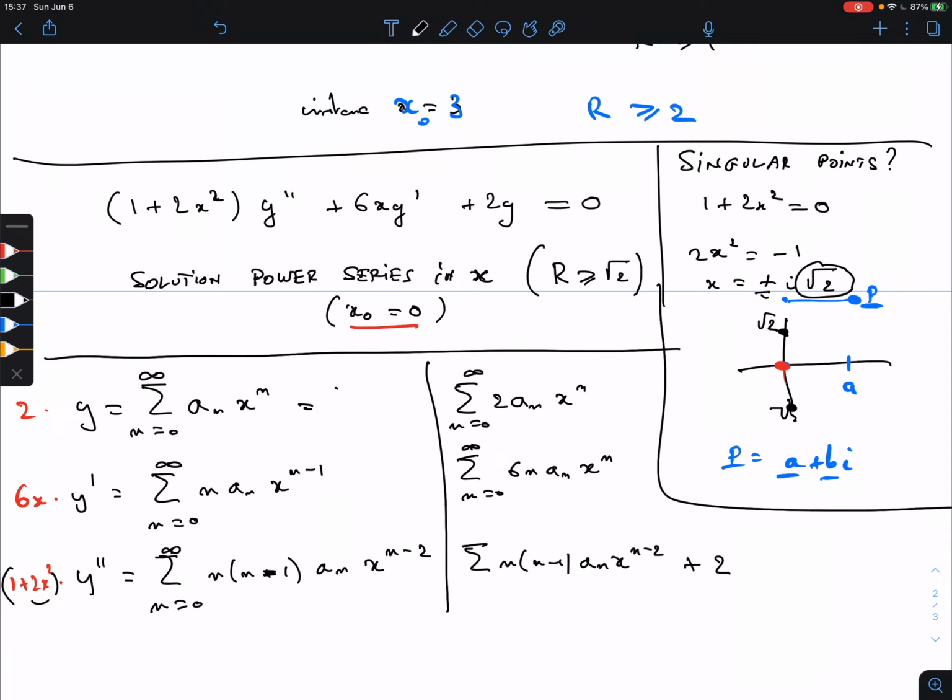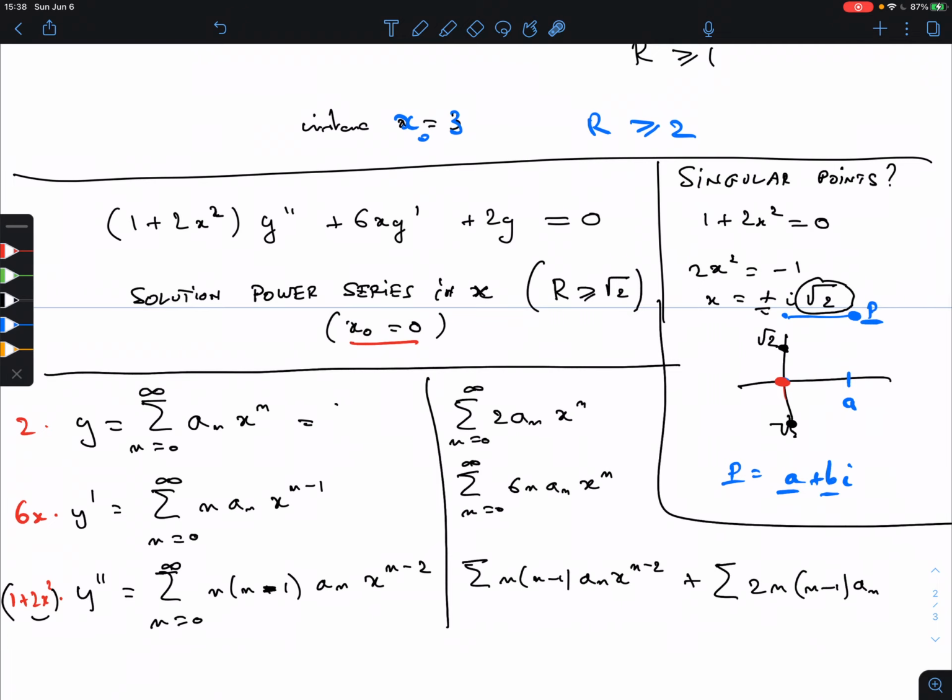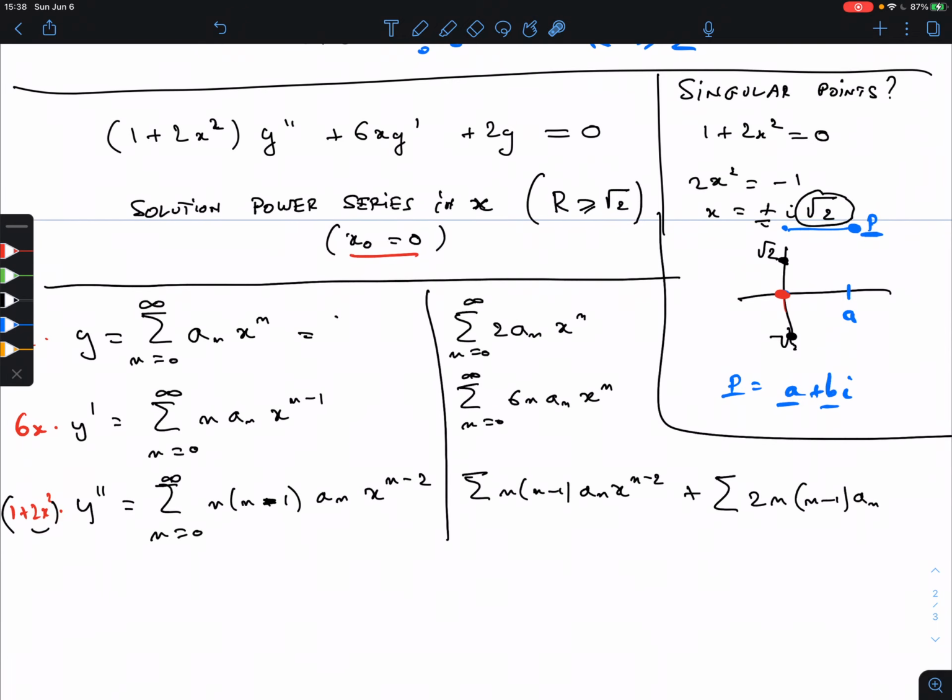Plus the summation, I'm going to bring the 2 inside. That means every one of these coefficients. So we have here 2n, n minus 1, a_n. And now what happens again is this x squared times x^(n-2) will make it again x to the power n.